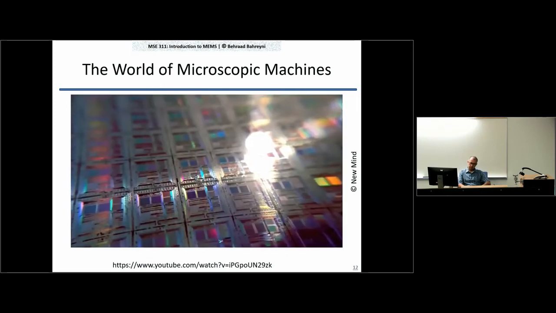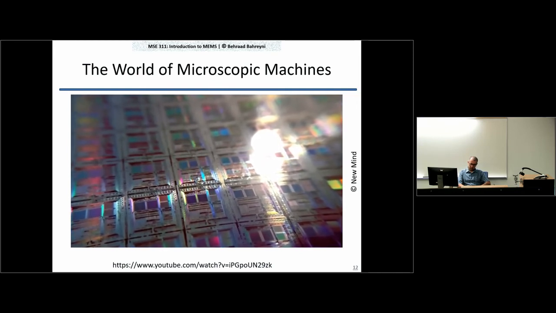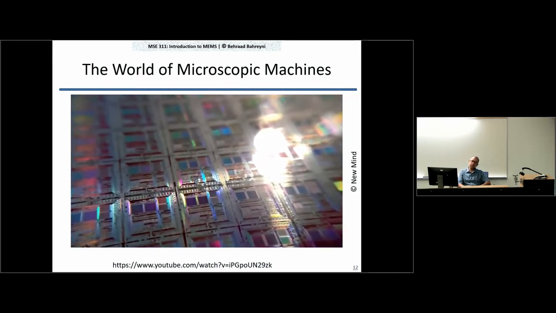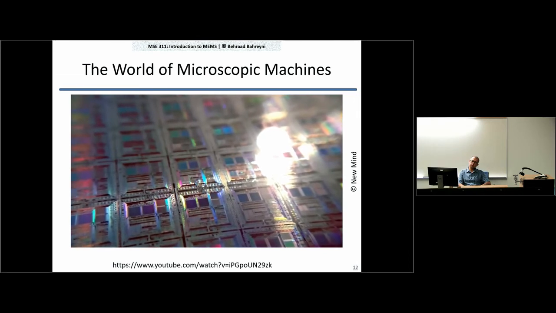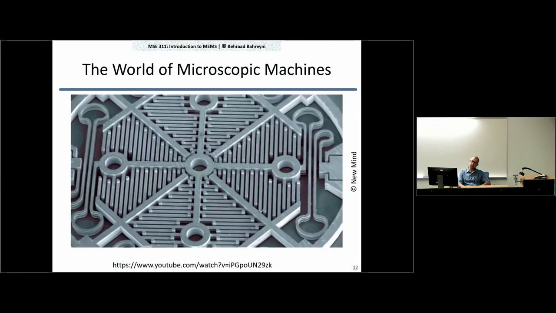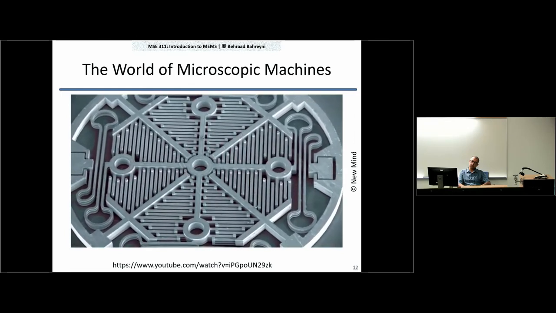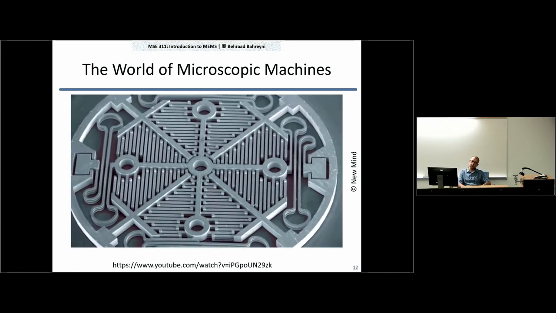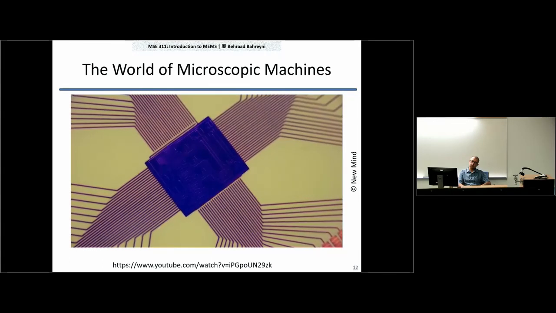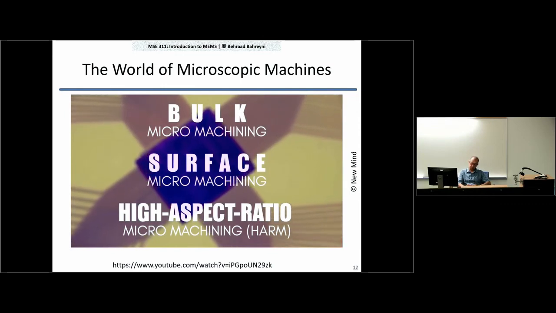MEMS fabrication, much like integrated circuit fabrication, involves the addition or subtraction of two-dimensional layers on a substrate based on photolithography and etching. The 3D components of MEMS devices are due to patterning and interaction of the 2D layers stacked on each other. The manufacturing process for these devices fall into three general classifications: bulk micromachining, surface micromachining, and high aspect ratio micromachining, or HARM.